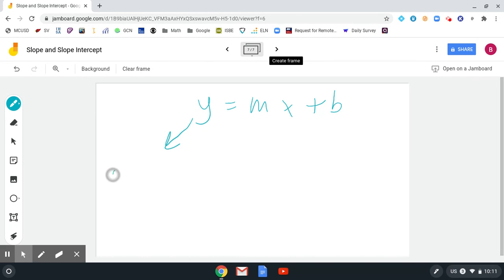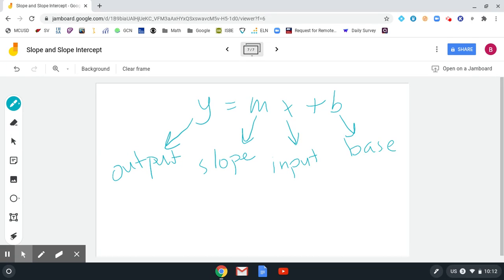Y is going to be your output. M in this case is going to be our slope. X is going to be our input. And b is going to be our base, and I've kind of already touched on this, the base value is kind of just going to be where we start on the graph, and we're going to be starting at the y-intercept. Oh boy, that doesn't look like intercept.